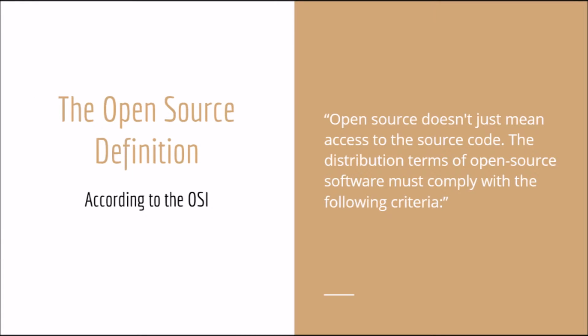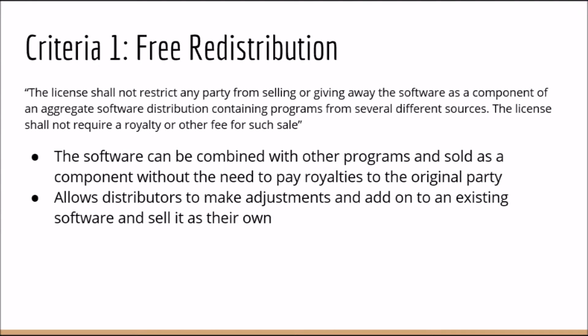The open source definition, as set by OSI, is that open source doesn't just mean access to the source code. The distribution terms of open source software must comply with the following criteria. The first of the 10 criteria is free redistribution. The software can be combined with other programs and sold as a component without the need to pay royalties to the original party. It allows distributors to make adjustments and add on to existing software and sell it as their own.